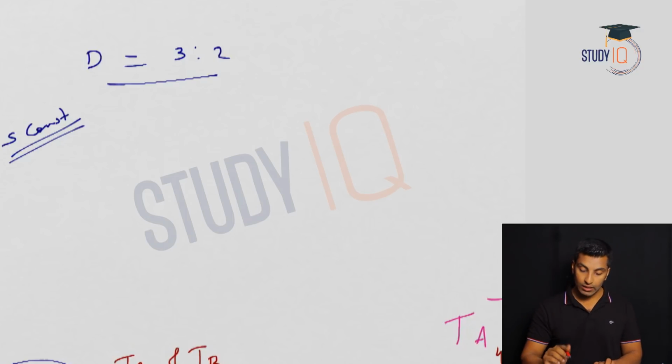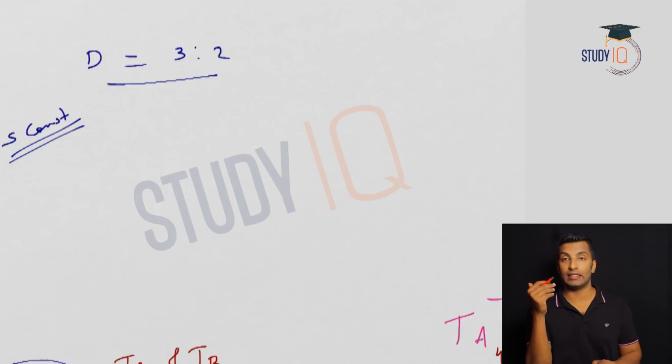So the speed is constant there. Now the assumption is we are not using the concept of acceleration. We assume that he's moving at a uniform speed.